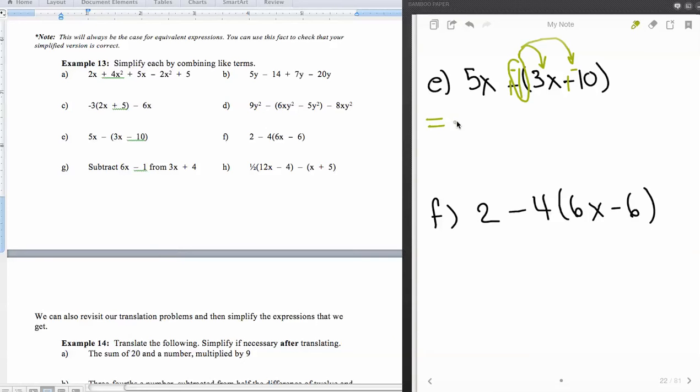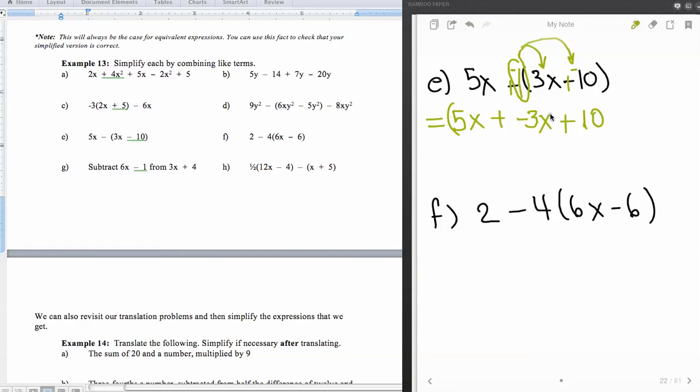So this is going to look like 5x and then plus negative times a positive is a negative, 1 times 3 is 3, and times x, plus negative times a negative is a positive, and 1 times 10 is 10. So there we go. There's our simplified version.